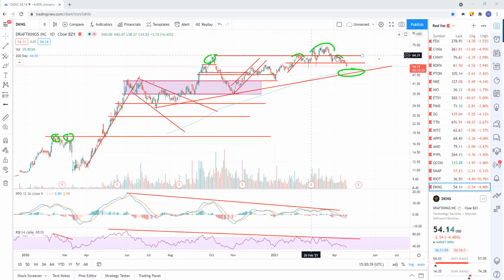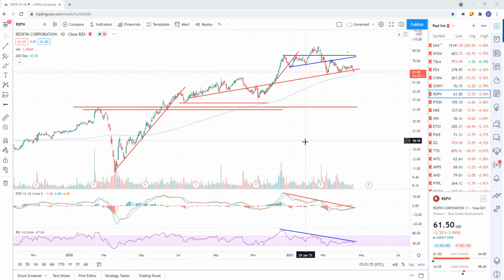So again, likely a potential near-term top in DraftKings, and this one might actually break this trend line right here. I'd want to wait for the break of the trend line, but if it does, then I think this thing could go a lot lower. So keep an eye on that.